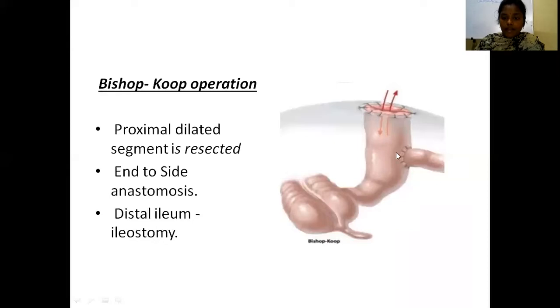See, this is the distal ileum. This distal ileum is brought out as an ileostomy. This is brought outside, stoma formation, and the proximal bowel which is dilated is resected. It is cut, and an end to side anastomosis is done. So Bishop-Koop operation is the surgery for complicated meconium ileus. In this, the proximal dilated segment is resected, it is cut, and an end to side anastomosis is done, and the distal ileum is brought out as an ileostomy.